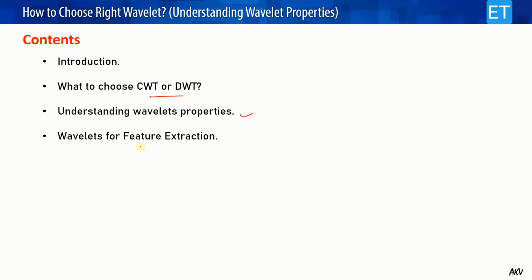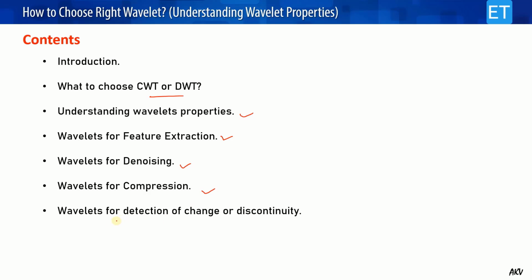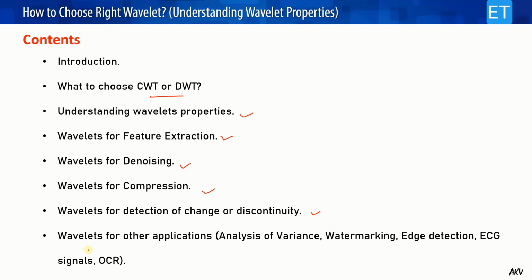And then I will explain how to choose the wavelets for feature extraction, then wavelets for denoising, then wavelets for compression, and then wavelets for detection of the change point or the discontinuity detection. And in the last, I will explain the wavelets for a few other applications such as analysis of variance, watermarking, edge detection, ECG signal feature extractions, and OCR.